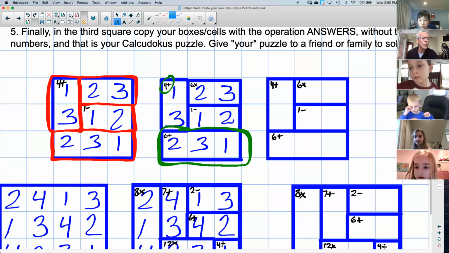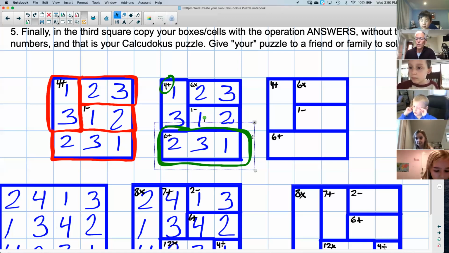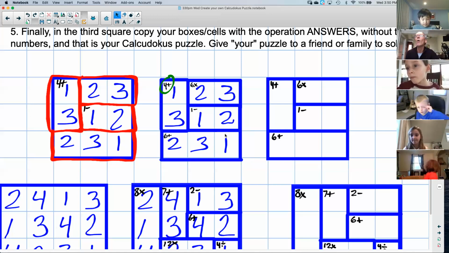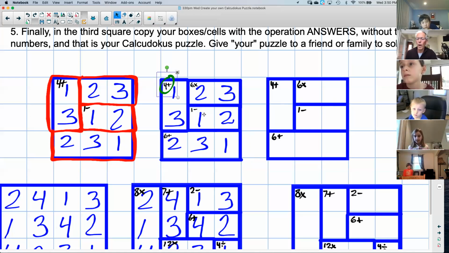Go ahead, Sabrina, explain it to Aaron. 2 plus 3 plus 1 equals 6. So Aaron, do you understand now why I put 6 plus? Yes. Okay, great. Now, everybody now look at this one right here. What did I do differently from this square in the middle to the square on the right?